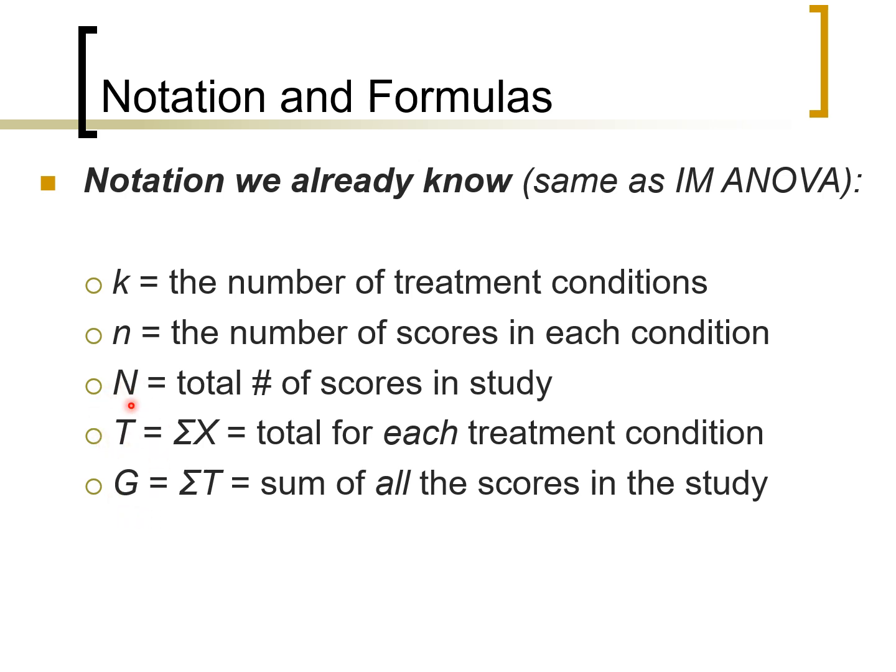And then our T and our G essentially function the exact same way as before. Sigma X for within each treatment instead of within each group. Now it's within each treatment for repeated measures. And then we have our grand total for the sum of all the raw scores.